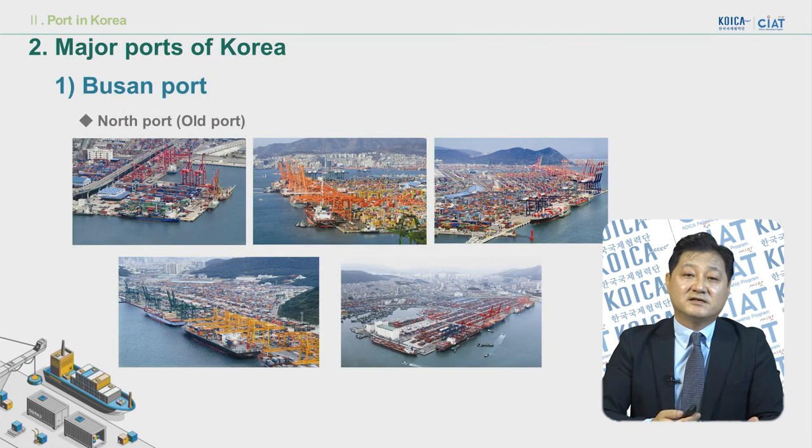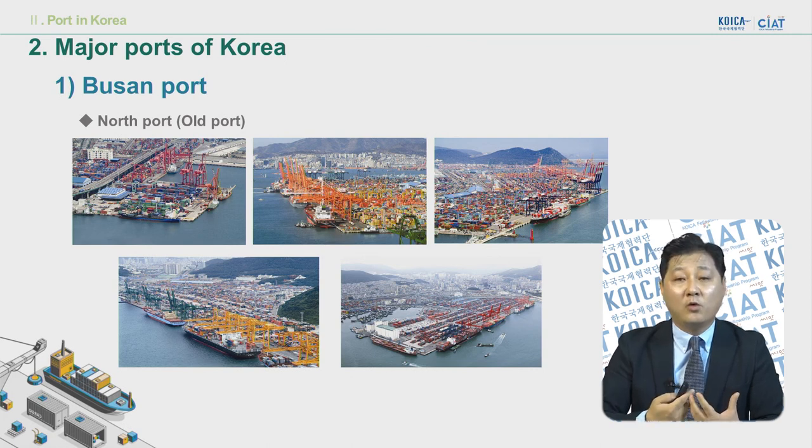Busan Port is the nation's largest container port and the sixth largest worldwide in terms of throughput in 2020. Busan Port consists of the old North Port and the New Port, which opened in 2006. Currently, the total throughput of Busan Port is divided into 20% from the North Port and 80% from the New Port.